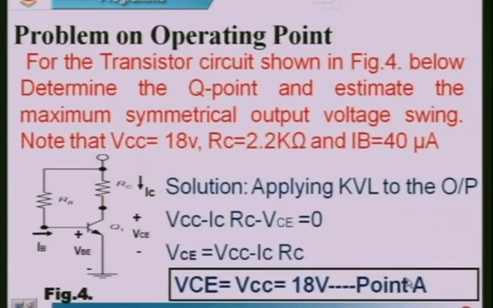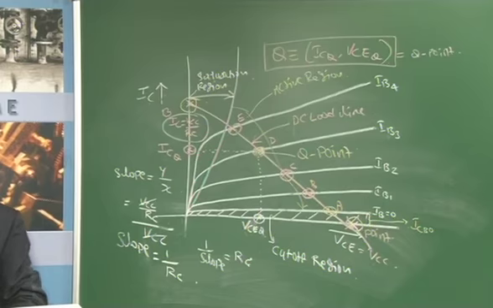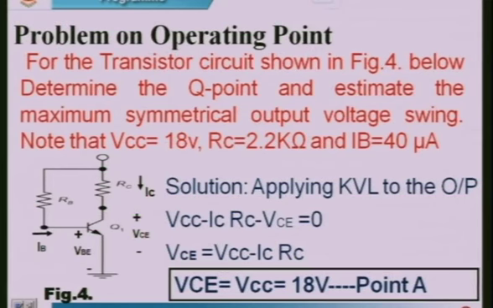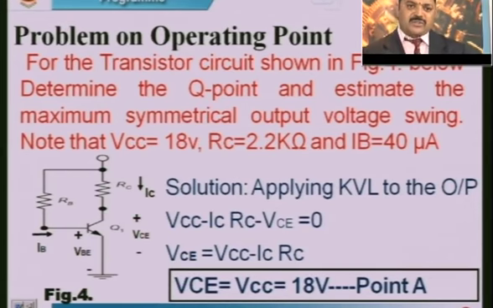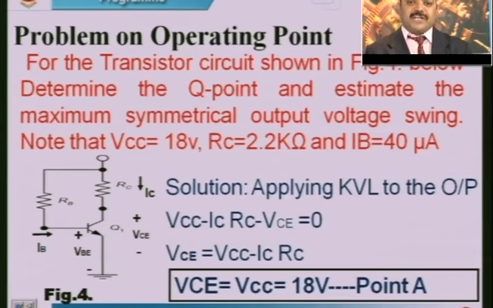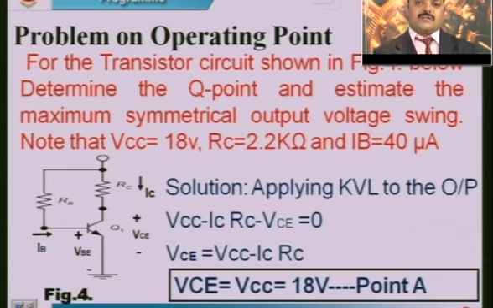Next, let us take one problem on operating point. For the transistor circuit shown in figure 4 below, determine the operating point Q and estimate the maximum symmetrical output voltage swing. Note that VCC is equal to 18 volts, RC is equal to 2.2 kilo ohms and IB is equal to 40 microamps. So, again the same circuit is used here. Figure 4 represents the fixed bias circuit.